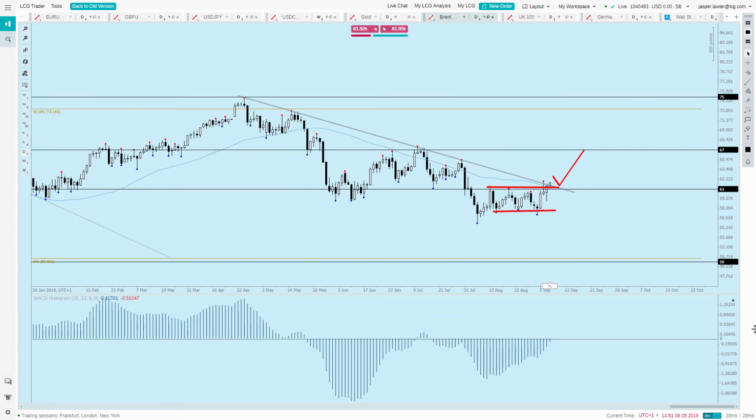I think we get a break of that trend line, and I think we get a push up to 67. That makes sense in the context of the US and China having further trade talks in October. And so that trade war risk slightly off the table for now, and so that's generally a good thing for oil and expected oil demand.